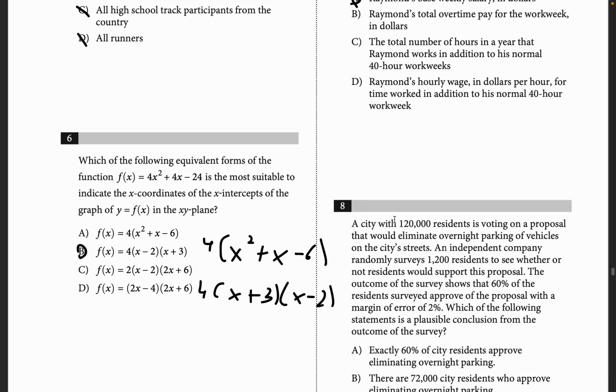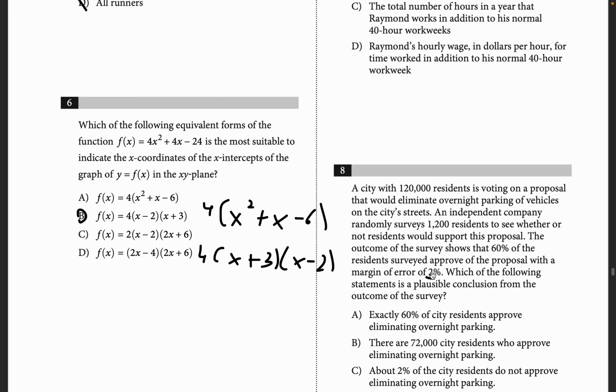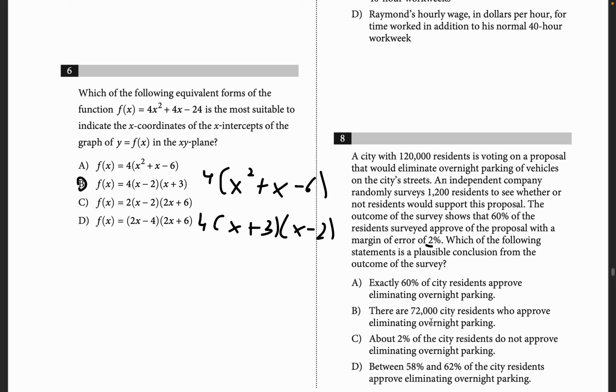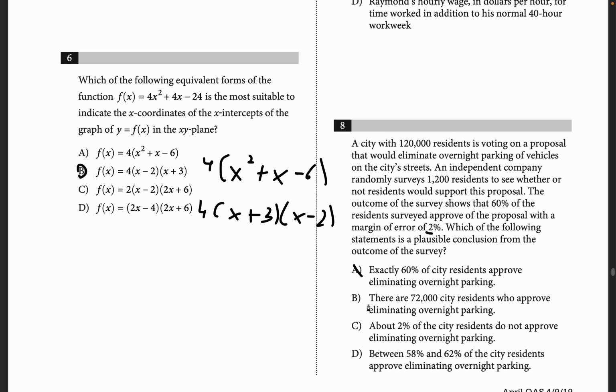Okay, a city with 120,000 voting residents. An independent company randomly surveys to see whether. Okay, so 60%, and then there's a margin. Anytime there's a margin of error, we add plus or minus 2% of the margin of error to get the confidence interval. So it can go as high as 62% because we're adding 2%. It can go as low as 58%, and we're confident it's a plausible conclusion for the number of residents who would support.